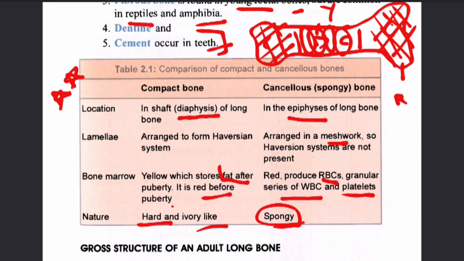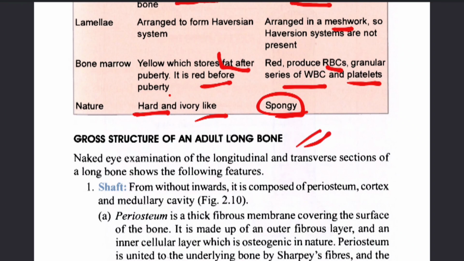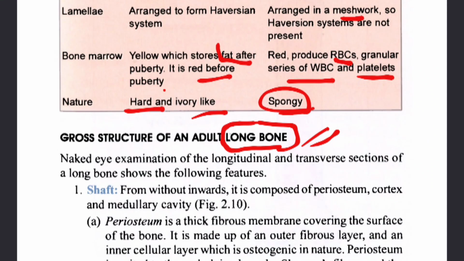If we study the gross structure of an adult bone, naked eye examination of the longitudinal and transverse section of the long bone shows the following features. Now we will discuss the long bone briefly in detail. Let's study the shaft region of the long bone: from without inwards it is composed of periosteum, cortex and the medullary cavity. First is the periosteum, then the cortex, and then inside is the medullary cavity.